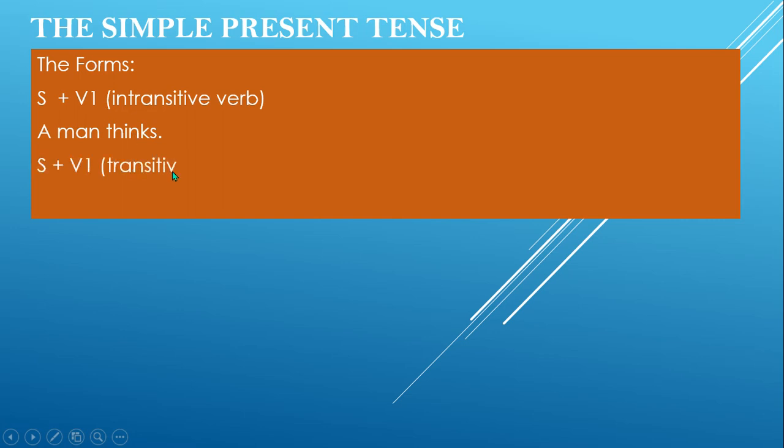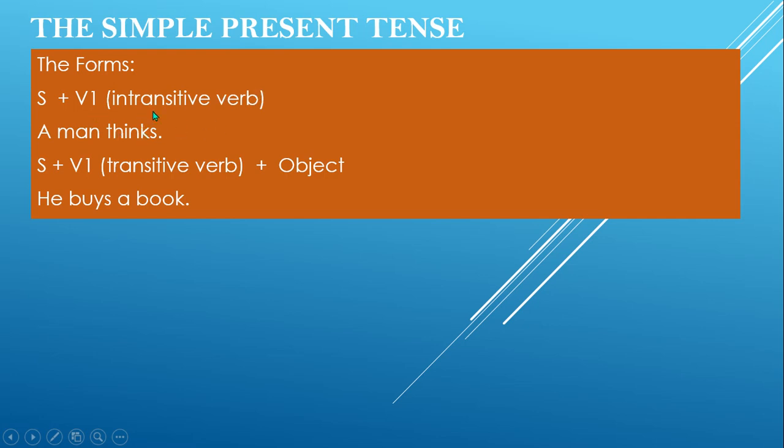Pattern number 2 is subject plus verb 1 plus an object. For example, he buys a book. He serves as the subject of the sentence, buys serves as the main verb, and a book is the object of the main verb.